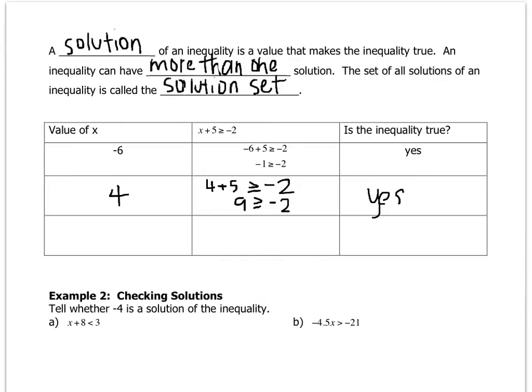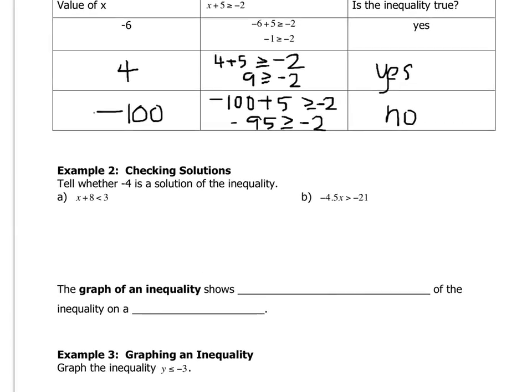And now let's try negative 100. So negative 100 plus 5. Well, that's not true, right? Because negative 95 is actually less than negative 2. So this would be a no. So negative 100 is not in the solution set. Why don't you pause the video and try example 2 on your own. I want to see if negative 4 is in the solution set.